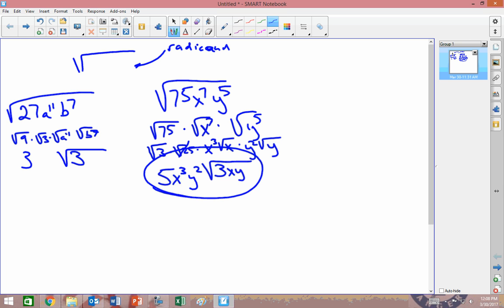What about a to the 11th? What can come out? A to the 5th can come out because 11 divided by 2 is 5.5. So I've got my 5 that comes out, but I've got 1 guy left over there, don't I? He has to stay on the inside. What about b to the 7th? What can come out? B to the 3rd can come out. What has to go on the inside? There's 1 b left.